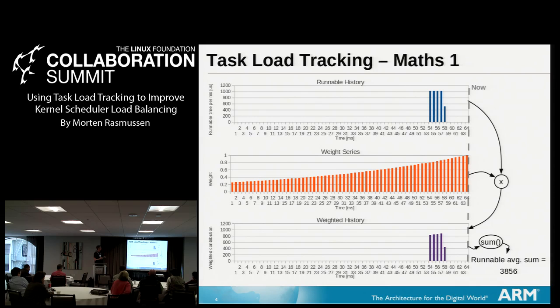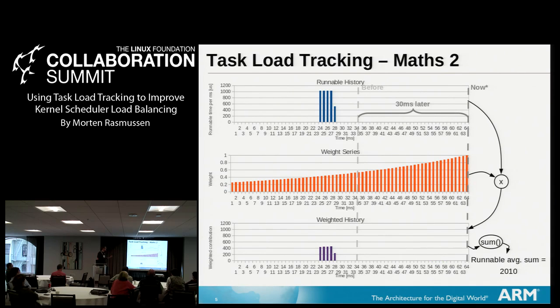So what will happen is, over time, if this task is not executing anymore and time progresses, the track load will be smaller, and I'll try to show that on the next slide. So this is 30 milliseconds later. We have added 30 milliseconds where we're doing nothing. It means that the applied weight for each sample will be smaller. So the weighted history will look like this, and the sum will now only be 2010.